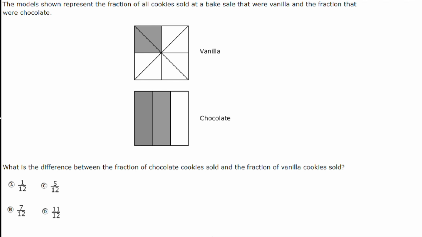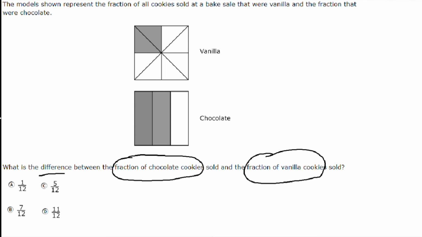All right, so the difference. So this tells me that we are subtracting 2 fractions, all right? So let's look at our vanilla. What's the fraction for the vanilla? So looking at the vanilla, we have how many shaded portions? We have 2, right? We have 2 shaded portions, okay? Out of, let's see, we have 1, 2, 3, 4, 5, 6, 7, 8 total pieces.